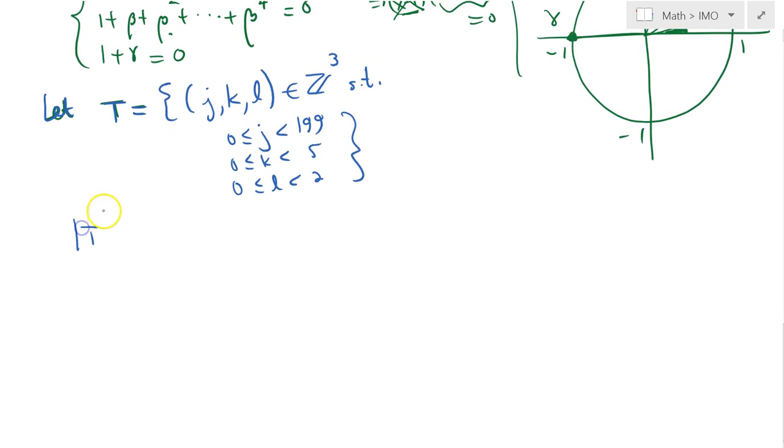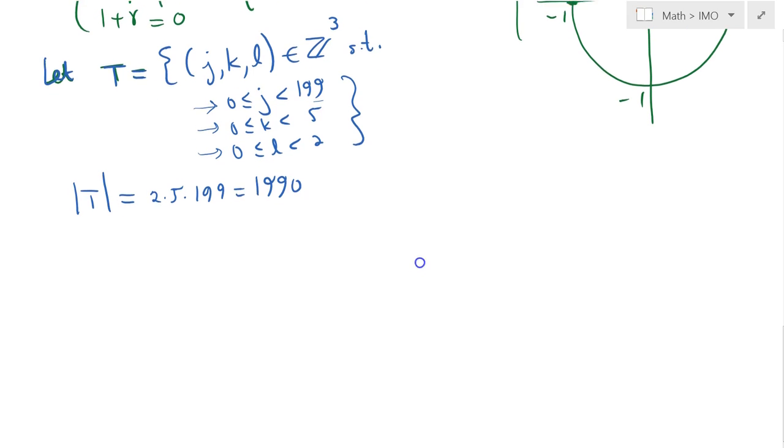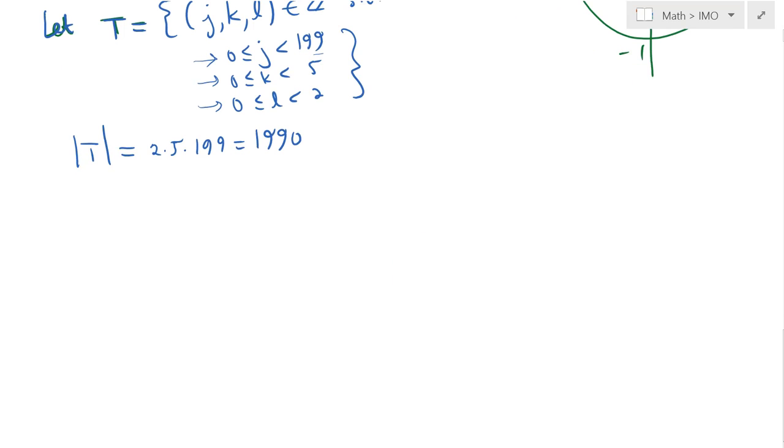Obviously, T has a size. Here we have 199 numbers, 5 numbers here, and 2 more numbers, so you multiply them: 2 times 5 times 199. It has 1990 triples in it, and I will make use of the following observation now. I have 2 observations. Observation 1, consider the following set.